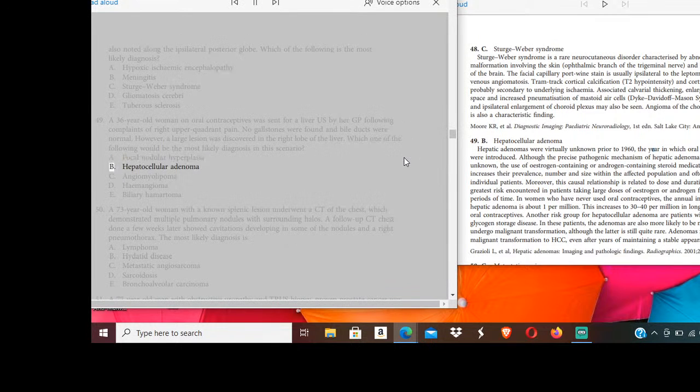A. Focal nodular hyperplasia. B. Hepatocellular adenoma. C. Angiomyolipoma. D. Hemangioma. E. Biliary hamartoma. 50.